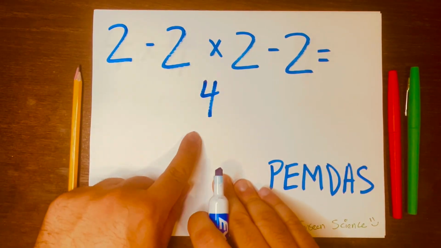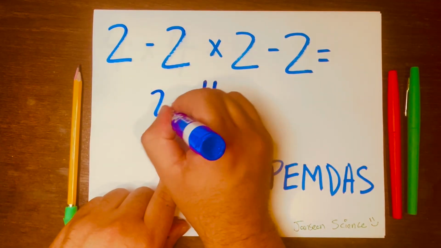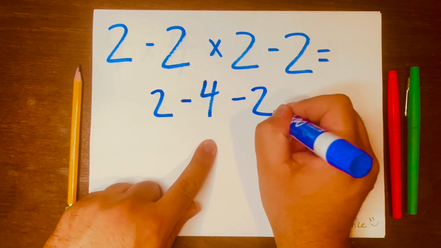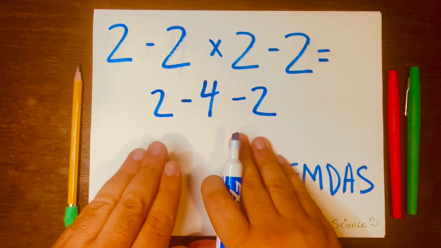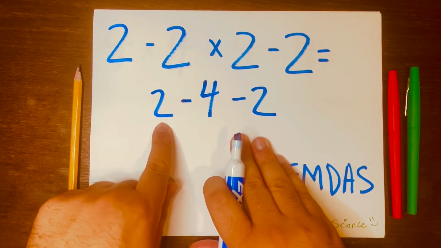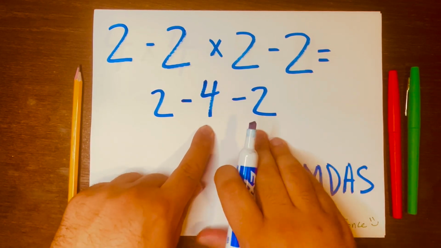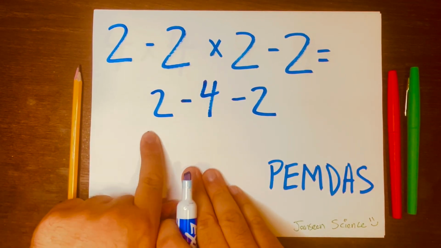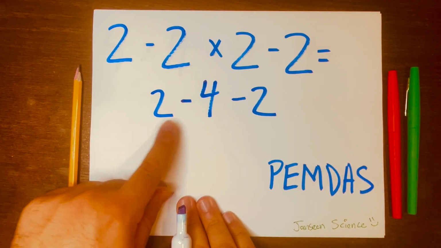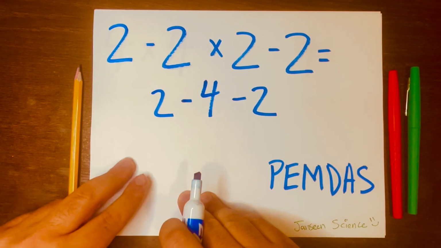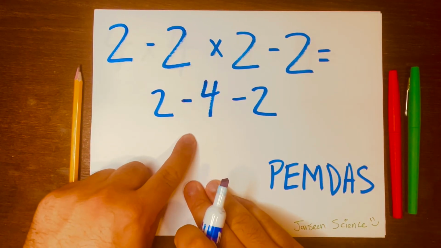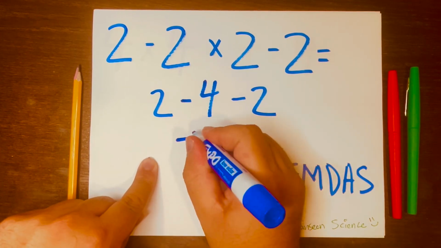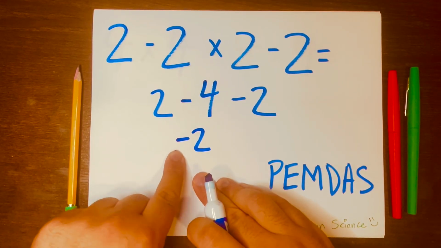So 2 times 2 is 4. Bring down the 2 minus and the minus 2. And then this is where it gets tricky. Remember, we read from left to right. So 2 minus 4 minus 2. Now, left to right, 2 minus 4. So if you have $2 and you need to pay someone $4 and you give them 2, you owe them $2 still. So your answer will be -2.